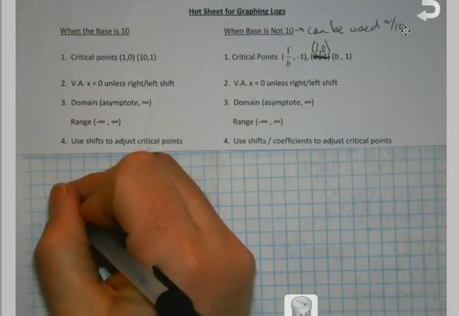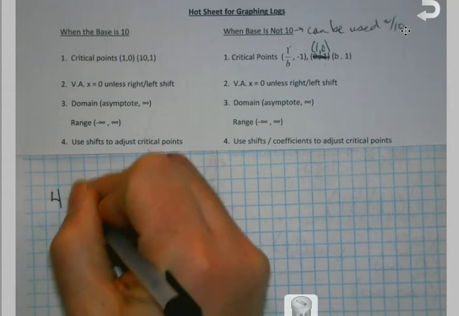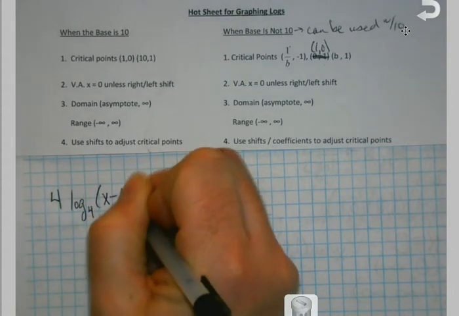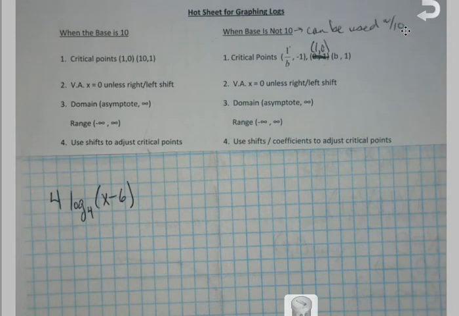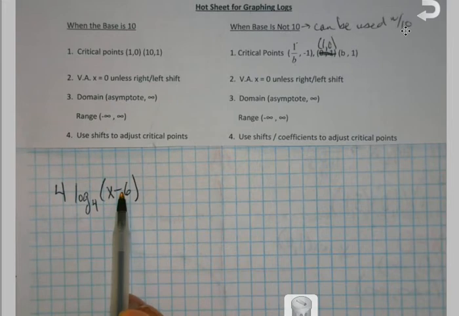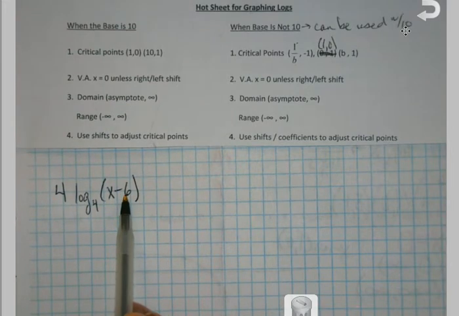All right. So we've got 4 times the log of base 4 of (x minus 6). There's a couple of things I can figure out before I even start playing with the calculator. One of them is that I've got a shift working this time. What's this minus 6 in the parentheses? What type of shift is that going to be?